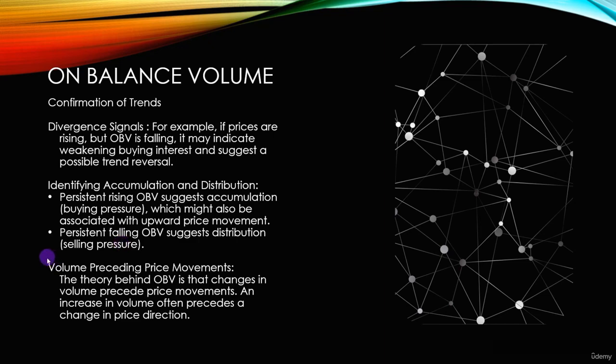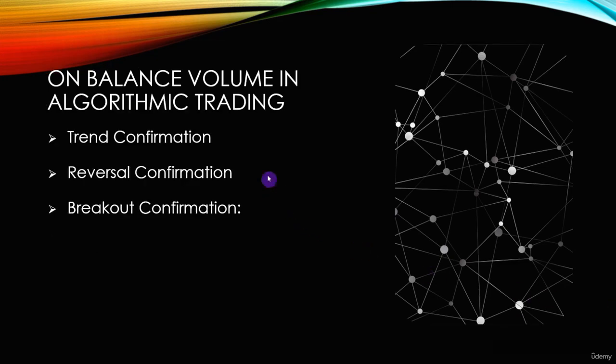It's also a good indicator when we check the volume preceding the price movements. The theory behind the OBV is that changes in volume precede price movements. So if you see a change in the OBV, then you can know somehow that the price is going to follow this change. An increase in volume often precedes a change in price direction. It might be a selling direction or a buying direction. So just to recap on the OBV, in algorithmic trading, we can use it as a trend confirmation indicator, a reversal confirmation, or a breakout confirmation. We use it mainly for the confirmation of the signals.